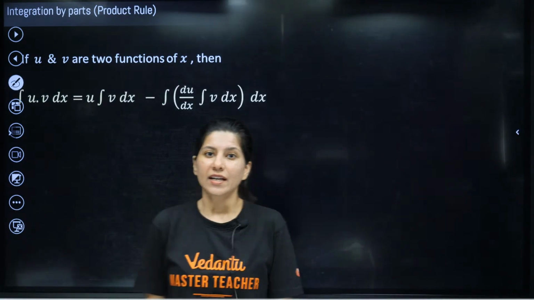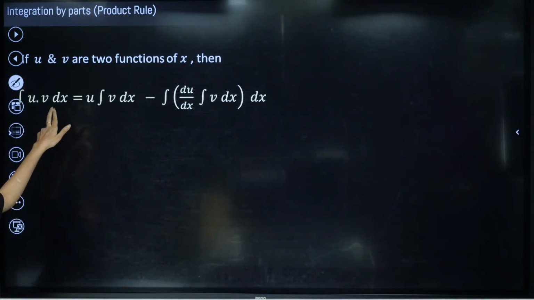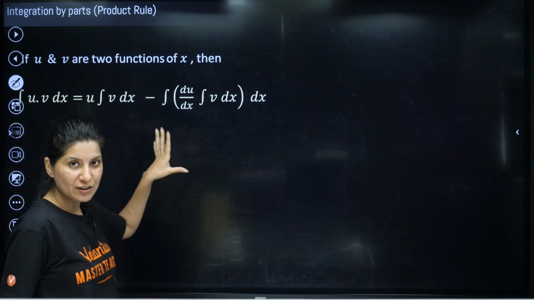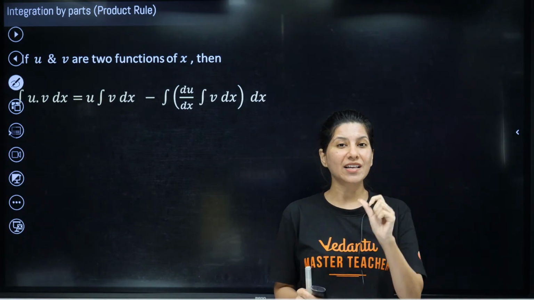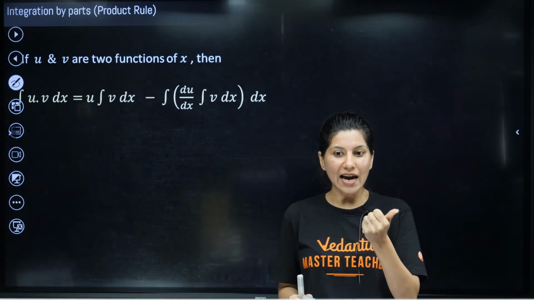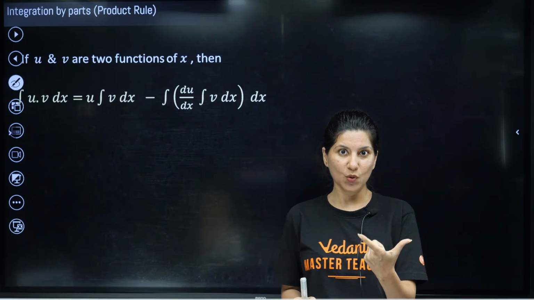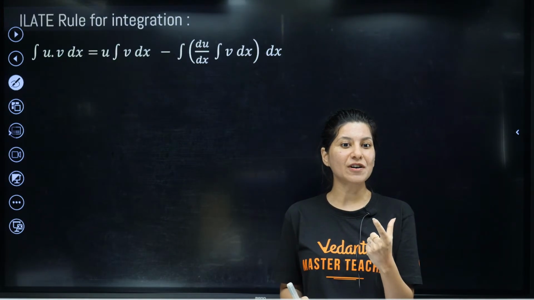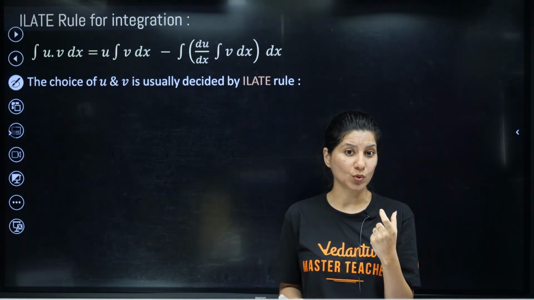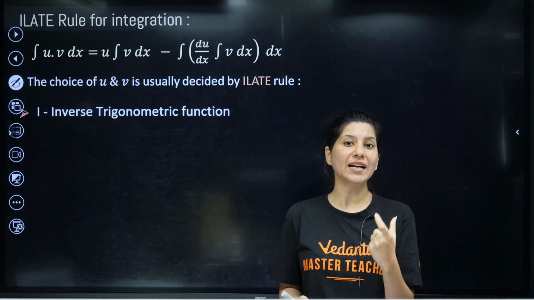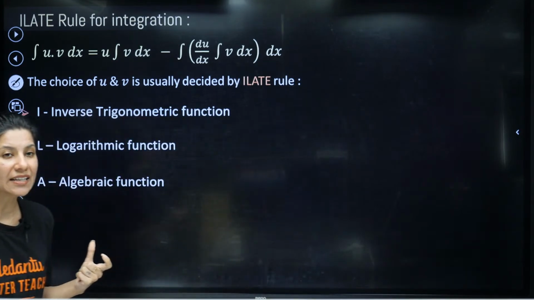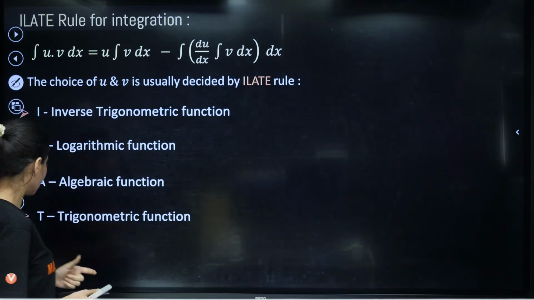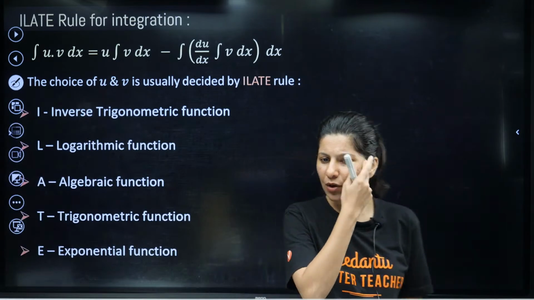So again, if two functions are there and we have to integrate the product of two functions, first of all, you have to identify there will be the first function and there will be a second function. Okay. So first and second function will be classified how? So choice of u and v will be classified how? Based on Eilert rule. What is Eilert rule?